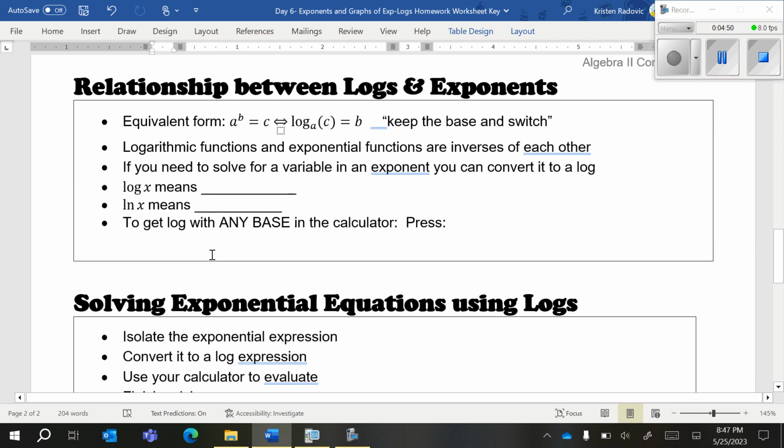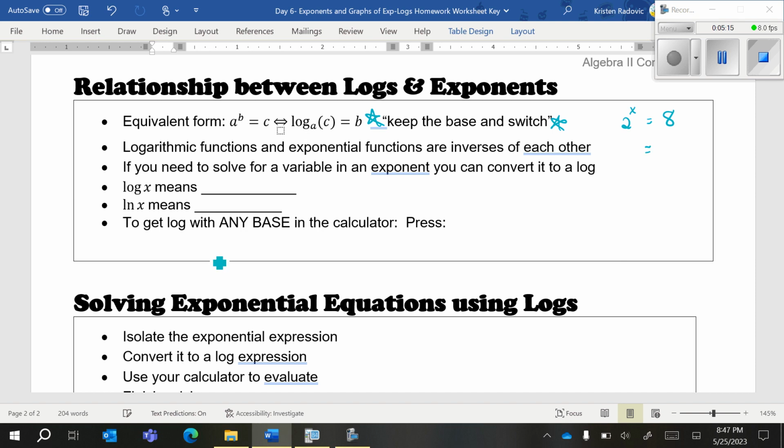Going on to relationships between logs and exponents, you have to remember, this is very important, this phrase: keep the base and switch, if you want to go in between logs and exponential functions. So if you're starting with 2 to the x equals, I don't know, 8. Well, then you're going to write your equal sign, and the base is 2. So you're going to write log base 2.